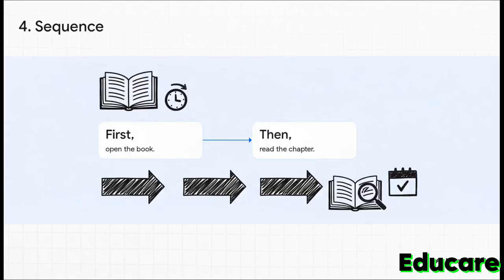And last but not least, we have sequence. These are your organizational buddies. They guide your reader through steps, or a process, or a timeline. You know, just like we're doing right here on this slide. First, you do this, then you do that. It creates a simple, super easy to follow order.